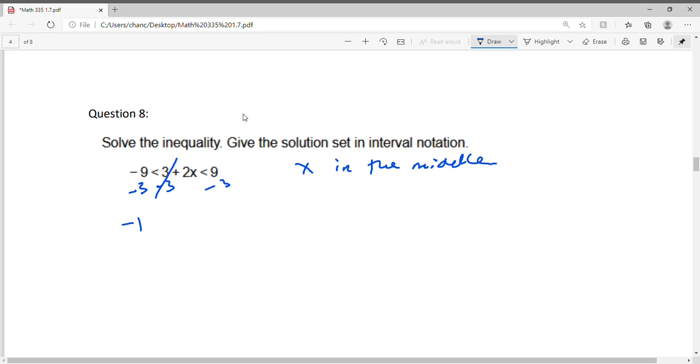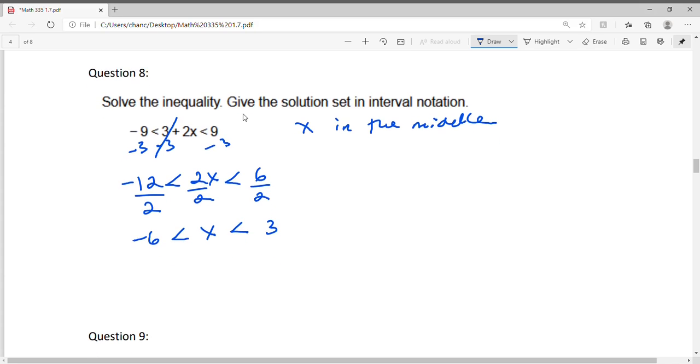This gives us -12 is less than 2x, that's less than 6. Let's divide everything by 2 now to all three sides. I have -6 is less than x, and that's less than 3. We could draw a picture now.